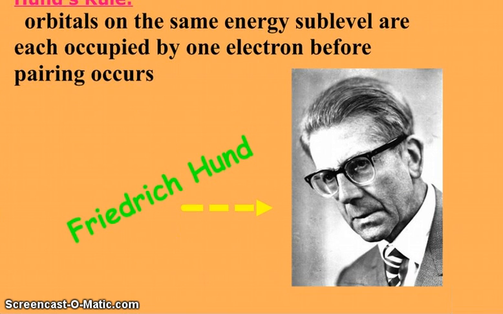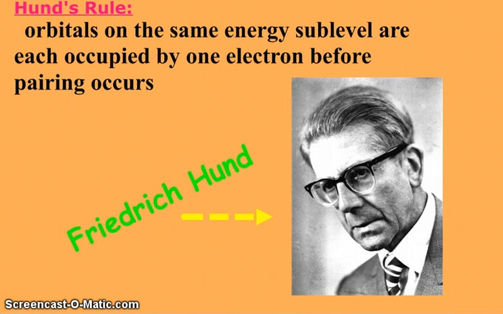The third rule, Hund's rule, courtesy of Friedrich Hund, says that orbitals on the same energy level, on the same energy sublevel, are going to be occupied by 1 electron before we pair them up. And I'll show you how that looks when we get into this in a little bit.